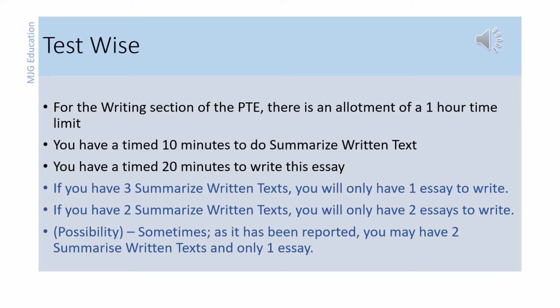Here are some things you should know to make you perhaps a little more test-wise for write essay and summarize written text, or the writing section of the PTE. You have an allotment of 1 hour time limit to do the writing section. So this can be broken up in different ways. Summarize written text, you have 10 minutes to complete, and the essay you only have 20 minutes. So there's different possibilities here. If you have 3 summarized written texts, you're only going to write 1 essay. If you have 2 summarized written texts, it's possible that you're going to write 2.